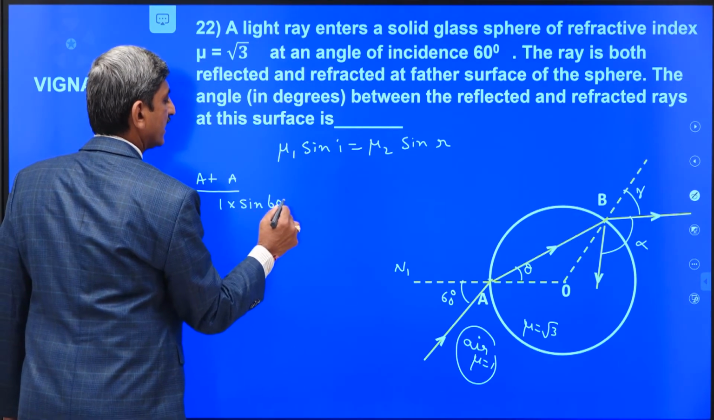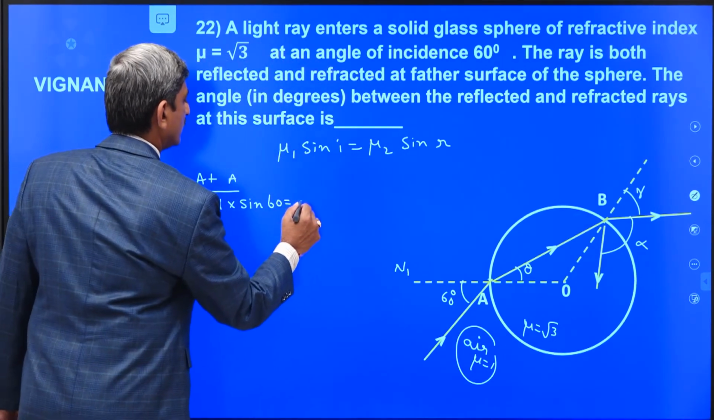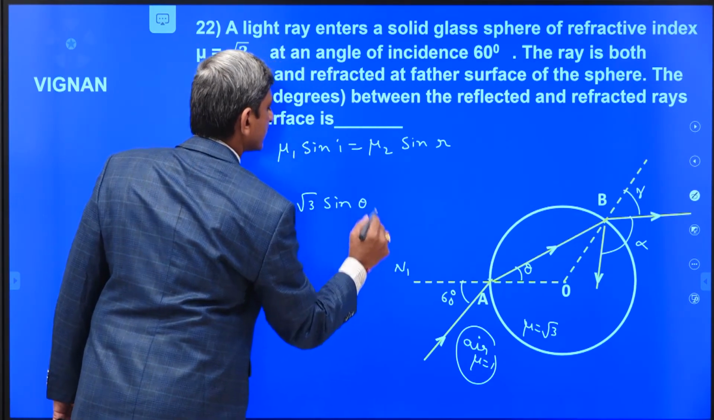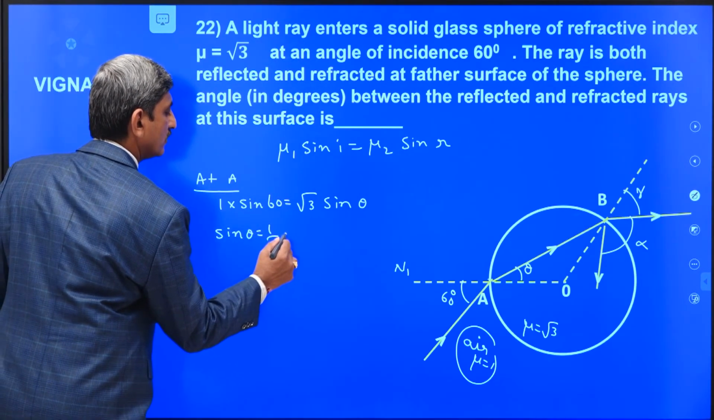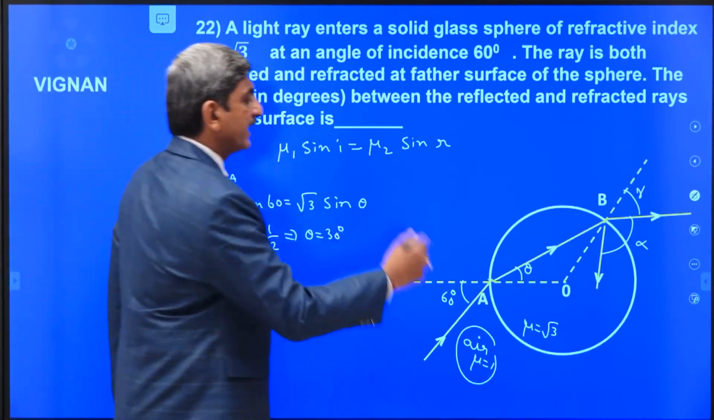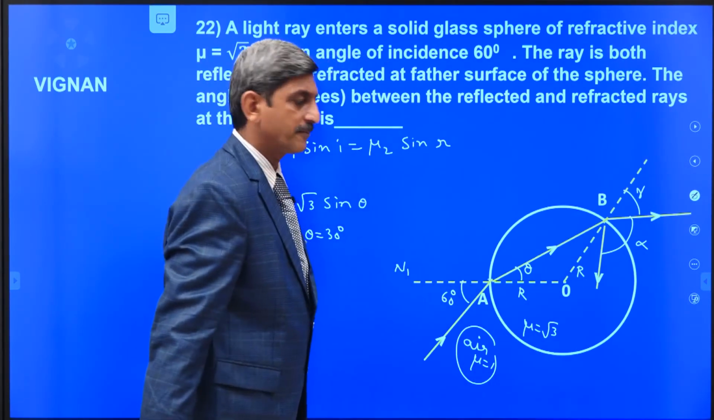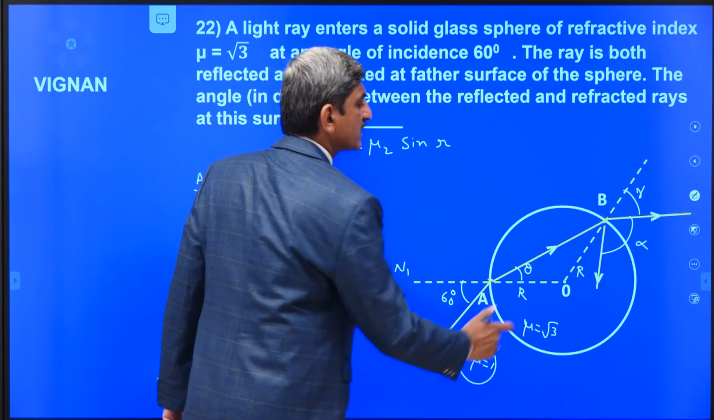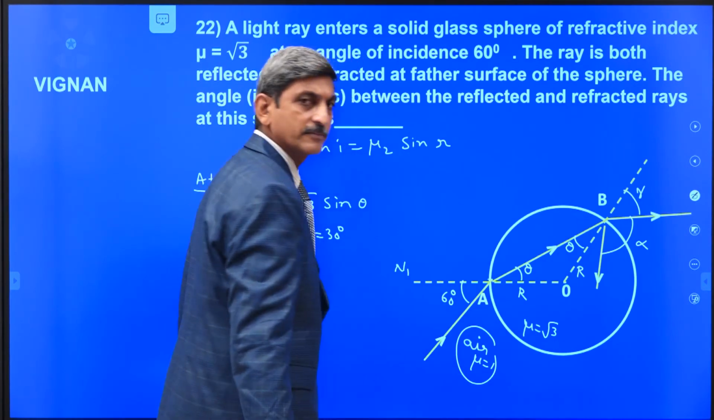sine 60 is equal to, it enters into the glass medium for which the refractive index is equal to root 3. So root 3 sine, this angle is theta, so sine theta. So from this we can write sine theta is equal to 1 by 2. It implies theta is equal to 30 degrees. Now let us see the diagram. If this is the radius of the sphere, this is also the radius of the sphere. Now when you consider the triangle AOB, these two sides are equal. That's why these two angles are also equal. That's why this is theta, this is also theta.